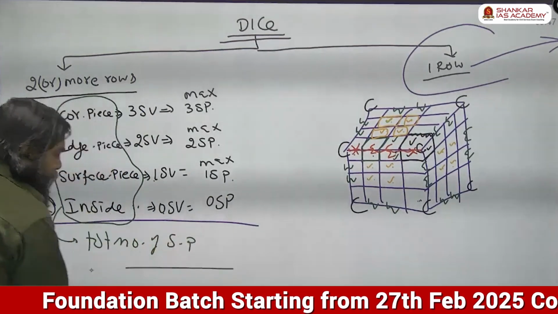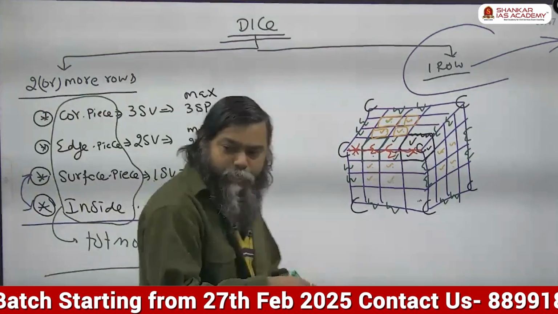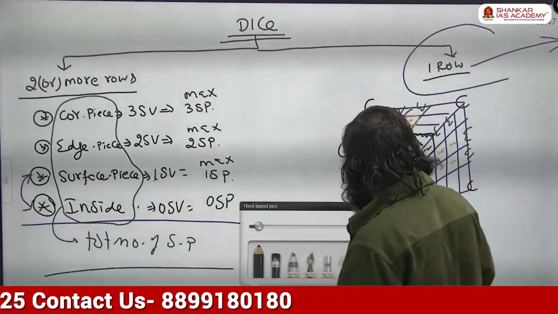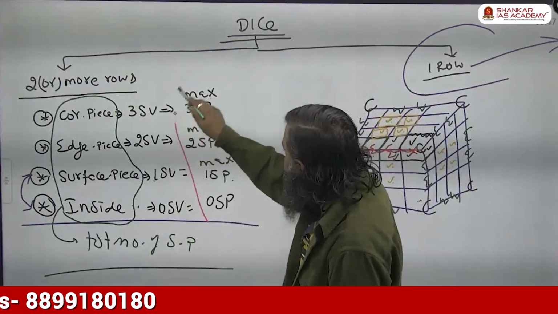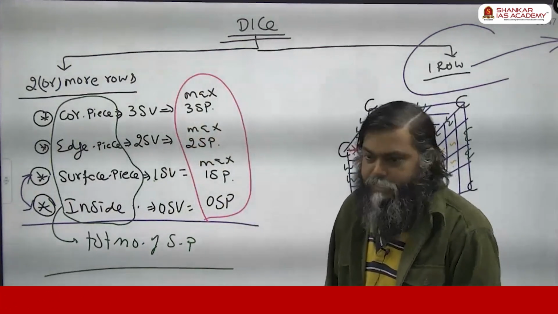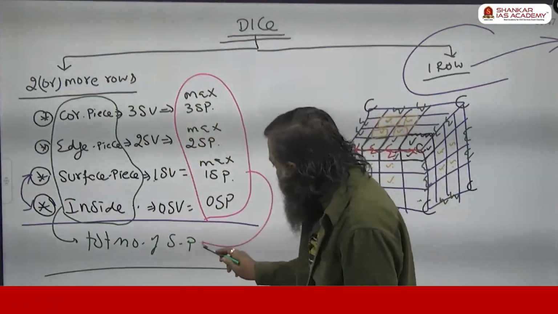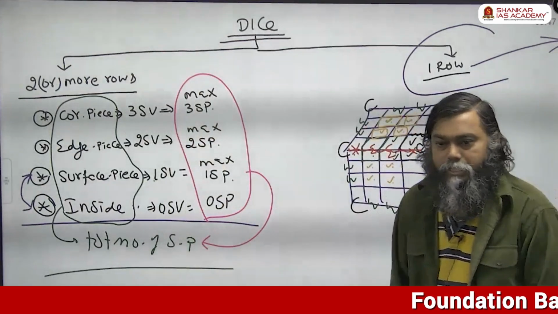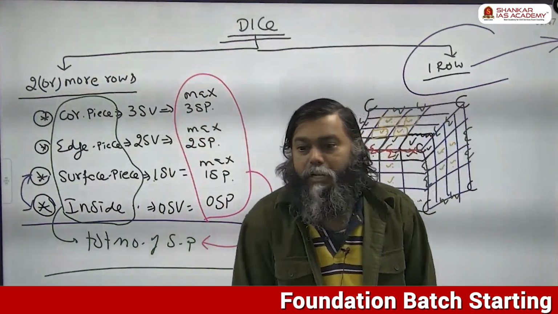Also, if you are going to paint, next time I am going to teach it for 10 minutes. 0 side painted pieces plus only 1 side painted pieces plus only 2 side painted pieces plus only 3 side painted pieces. That is also called the total number of smaller pieces. Did you all understand this?